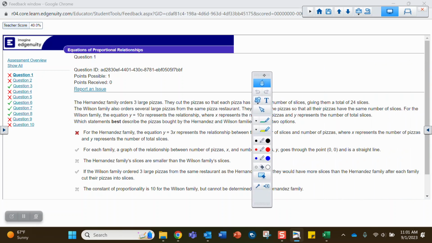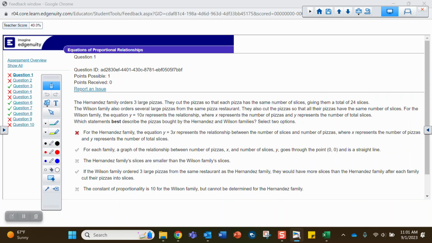When we look at your quiz, this first question is talking about two different families, the Hernandez family and the Wilson family, and they're both ordering pizzas. We talk about how many slices each of their pizzas is going to have. The Hernandez family orders 3 pizzas. They cut the pizzas so that each pizza has the same number of slices, giving them a total of 24 slices. So that's 8 slices per pizza.